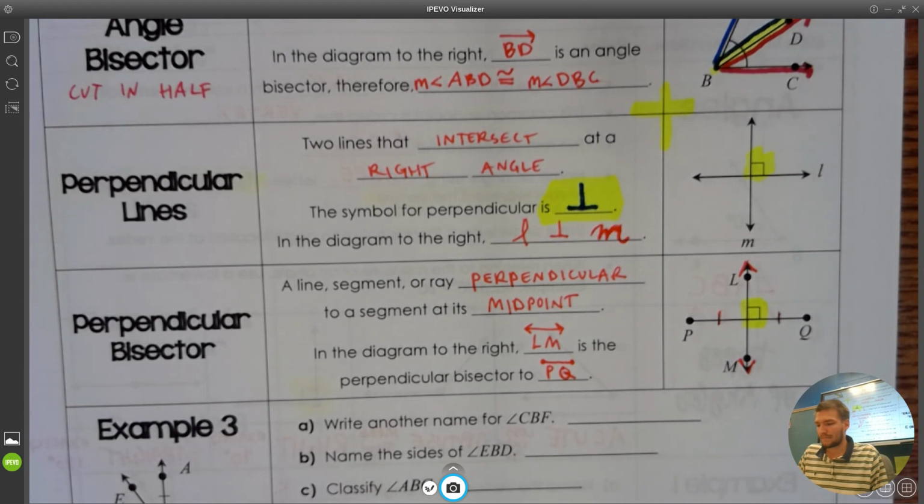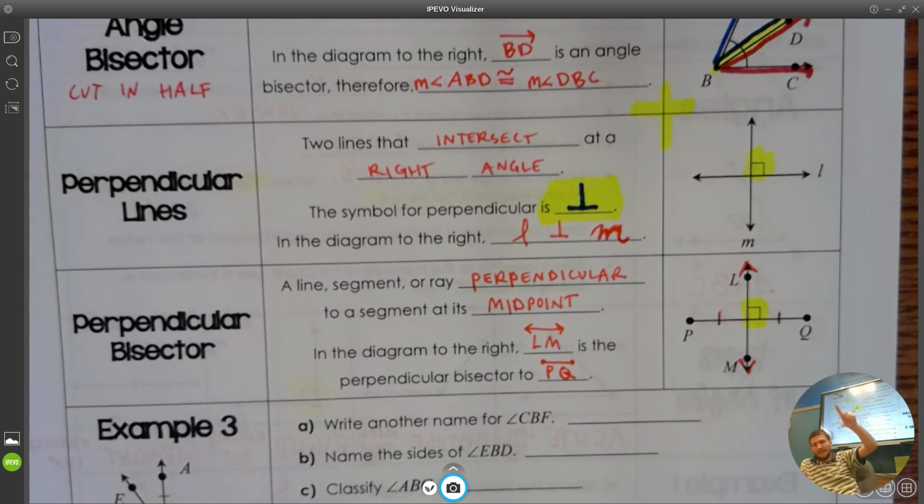So basically, I really wouldn't even worry too much about perpendicular bisector. It's just a vocab question that I'm going to throw at you and just say, which one of these is a perpendicular bisector? You're just going to look for the one that's perpendicular that cuts right through the segment where we've got those little hash marks.